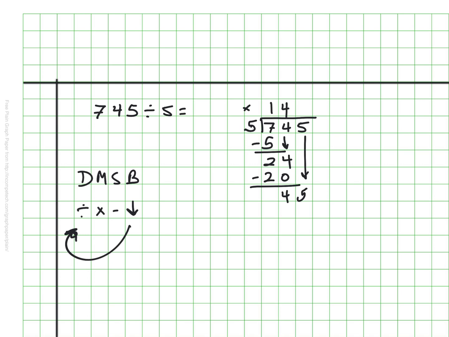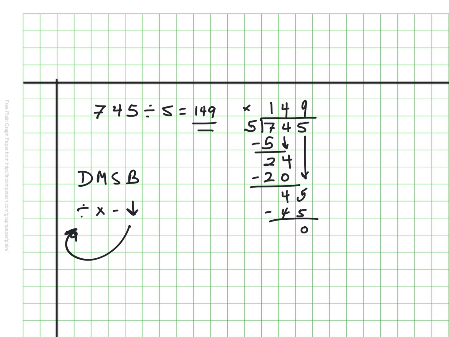How many times does 5 go into 45? And that would be 9. 5 times 9 is exactly 45. I have subtracted and there's nothing left to bring down, so I know that problem is done. The quotient was 149.